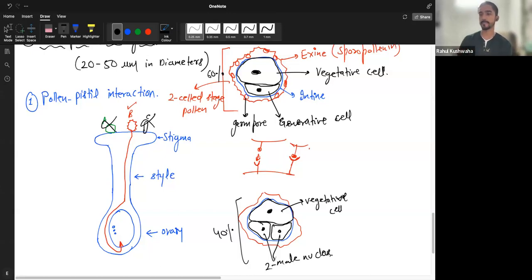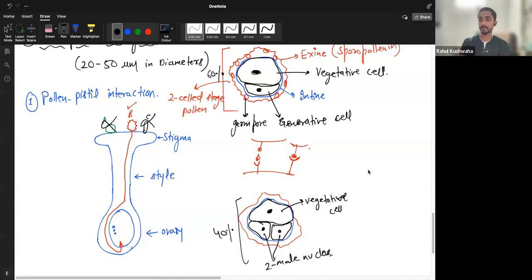So write down. Regardless of the stage at which pollens are shed, almost all angiosperms have two male nucleus and one vegetative nucleus in a fully mature pollen.